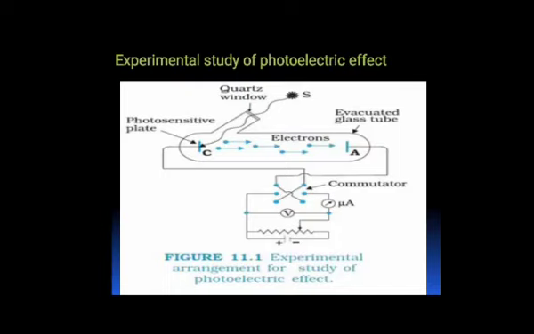It is called a battery. It is used to maintain the potential difference between the plates C and A and can be varied. Microammeter is used to measure photocurrent. Respective potential can be measured by voltmeter V. Commutator is used to change the direction of current.